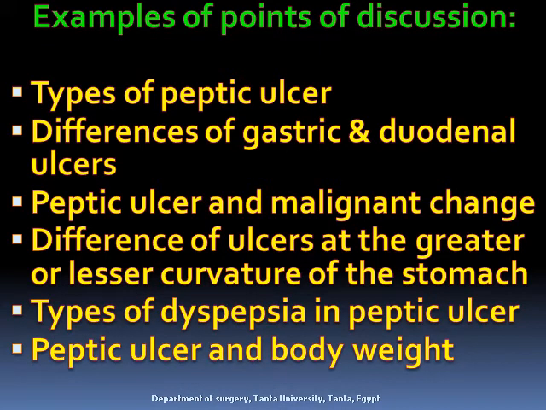Examples of points of discussion. Types of peptic ulcer, differences of gastric and duodenal ulcers, peptic ulcer and malignant change, differences of ulcers at the greater or lesser curvature of the stomach, types of dyspepsia in peptic ulcer, and body weight.